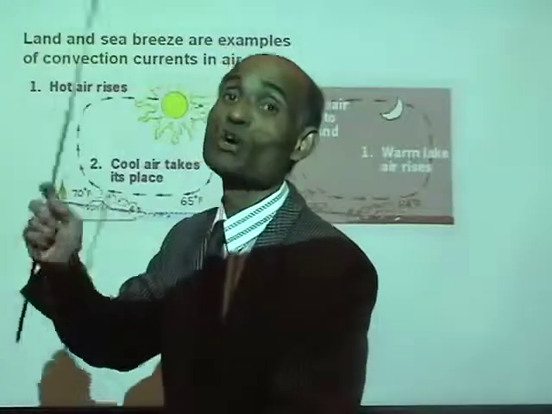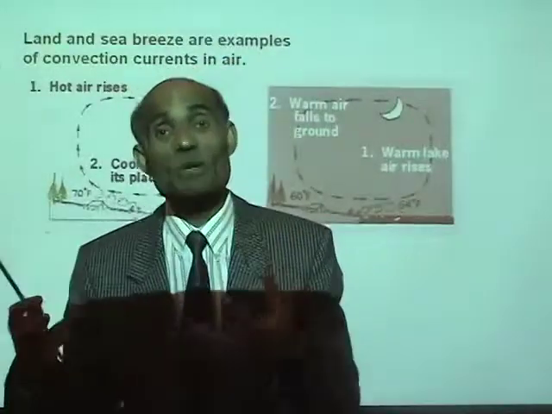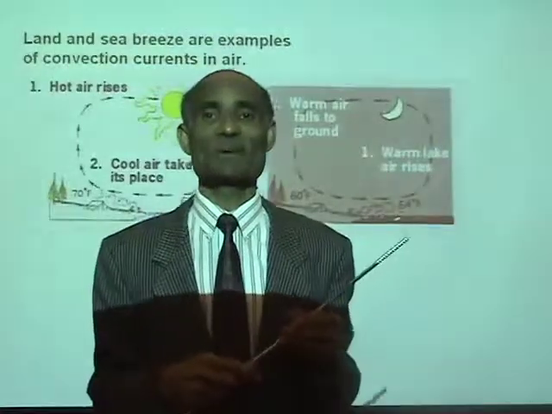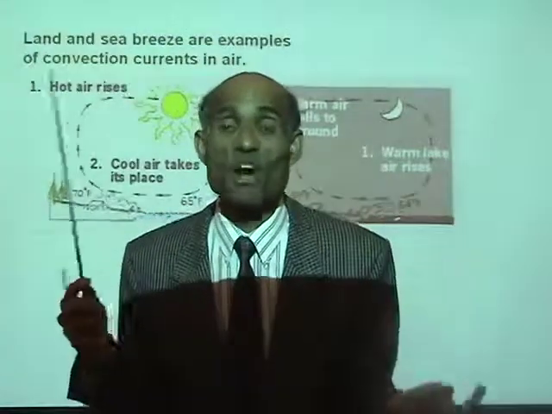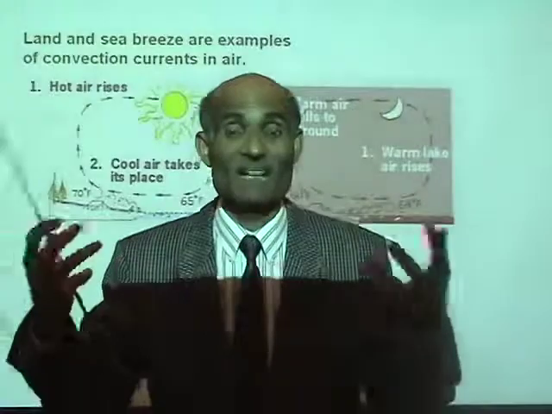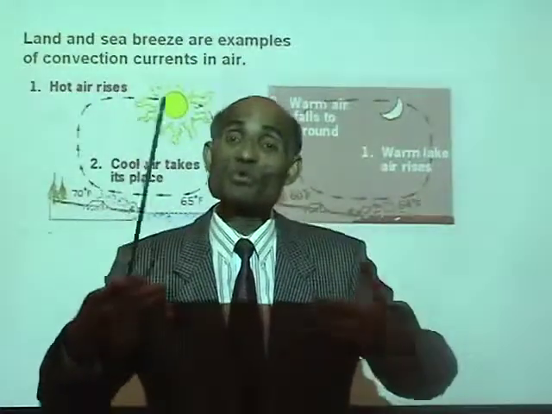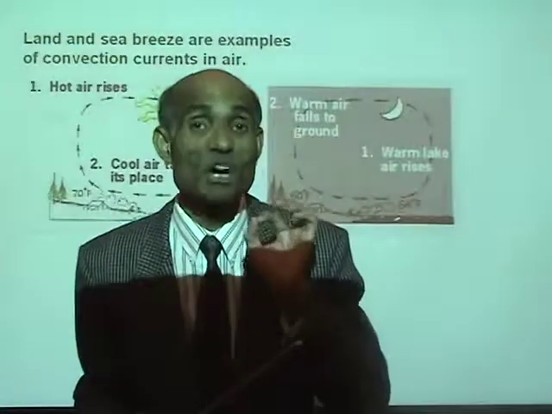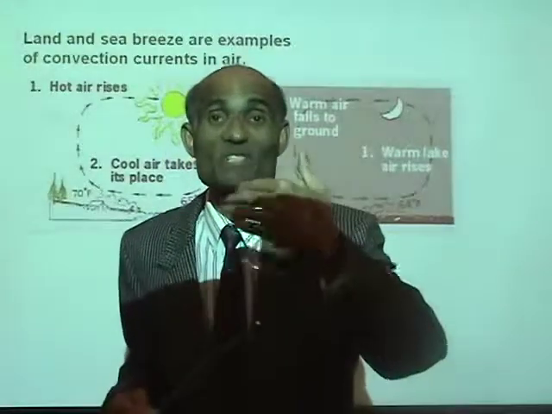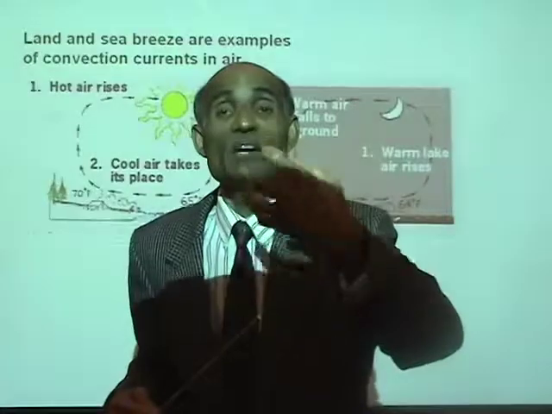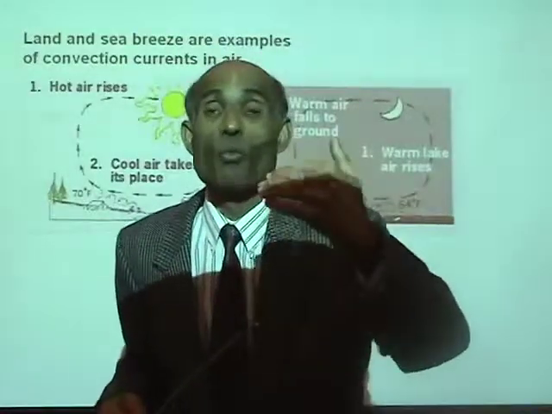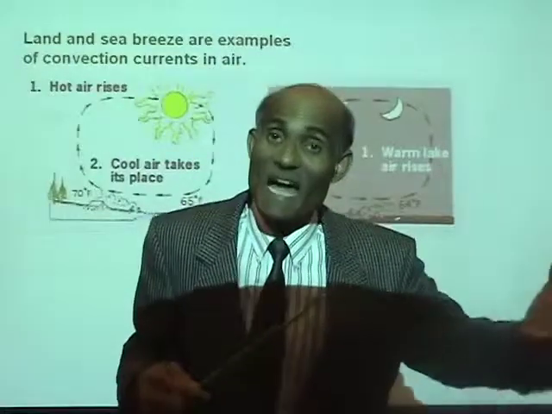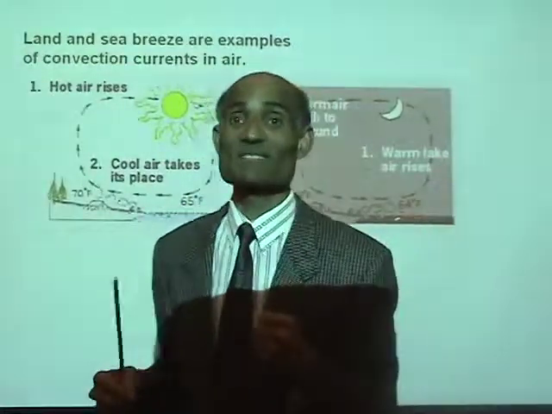Now, once the sun goes down, the sea begins to cool down, and the land also begins to cool down. Alright, tell me, which of them will cool down faster? Which of them will lose heat faster? Well, again, it depends on the specific heat, because the water has a greater specific heat. Water cools down very slowly, whereas the land will cool down very fast.